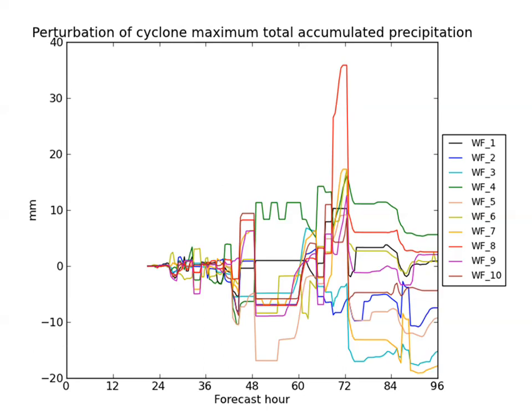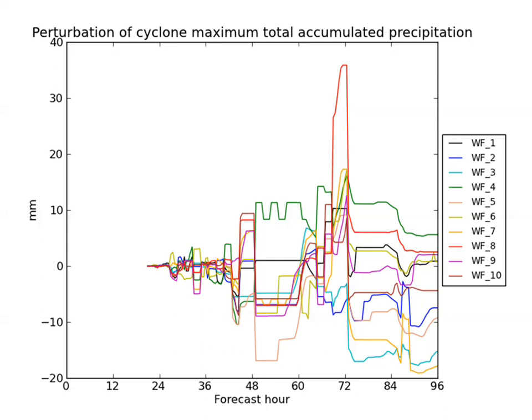And here are the accumulated precipitation perturbations caused by the wind farm. And since this is a difference plot between the wind farm members and the control run, a positive slope indicates that there is more rainfall occurring within the cyclone with the wind farm present as opposed to the control run, and the opposite is true for a negative slope. There's more precipitation occurring within the cyclone without the wind farm when the lines have the negative slope there.